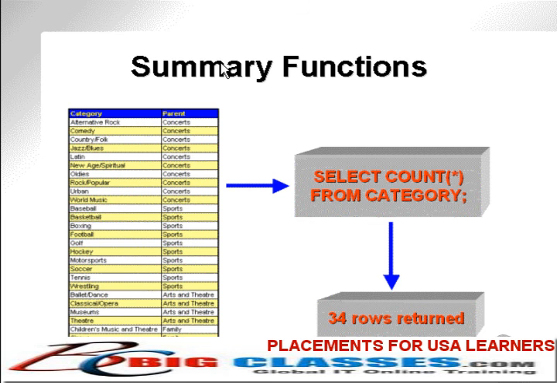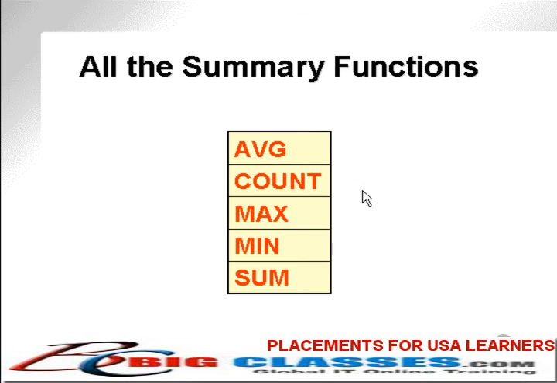Summary functions used in group by clauses. Again, we have our initial example of selecting the count of all rows from the category table, returning 34 rows. All the summary functions. Average takes an average. Count counts things. Max gets a maximum value, min gets a minimum value, sum sums up values into a sum or aggregate. How do we deal with average?